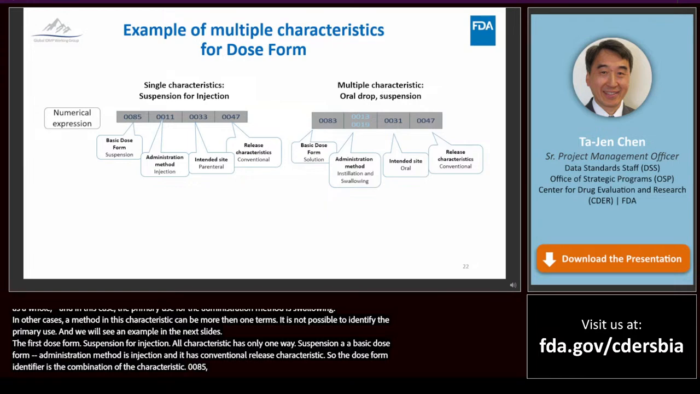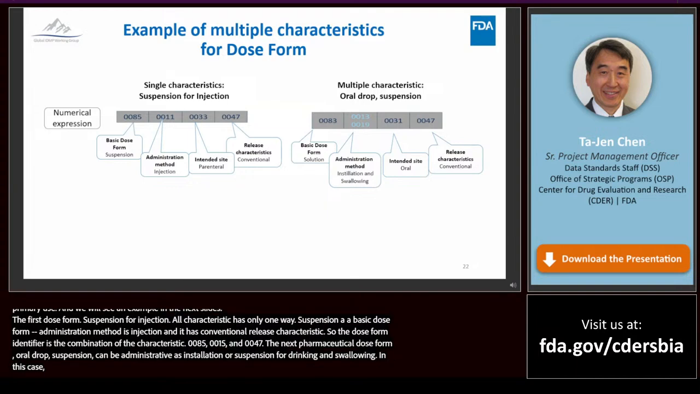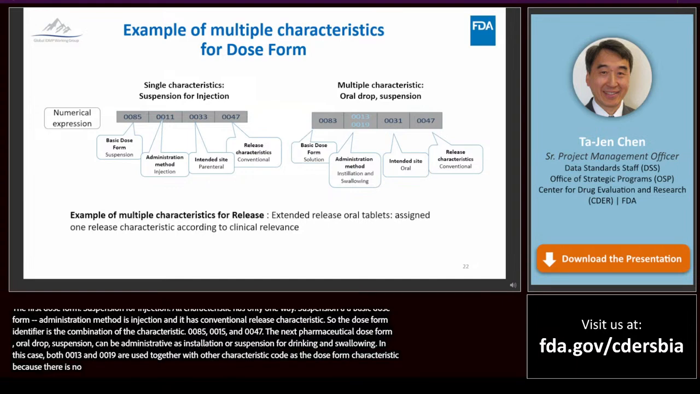The next pharmaceutical dose form, oral drops, suspension, can be administered as instillation or as suspension for drinking and swallowing. In this case, both 0013 and 0019 are used together with other characteristics as the dose form characteristic, because there's no clear primary use, so two values are used in this case.